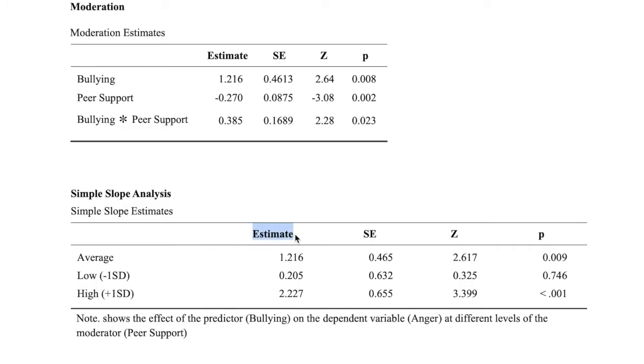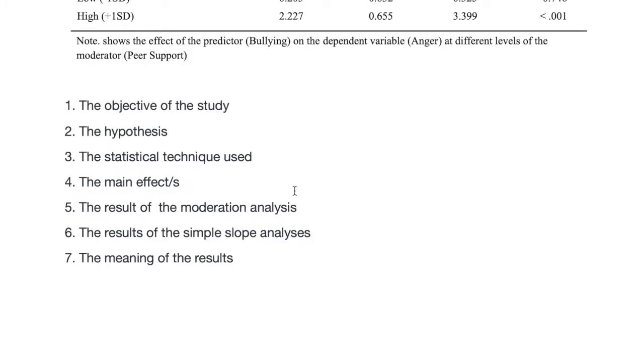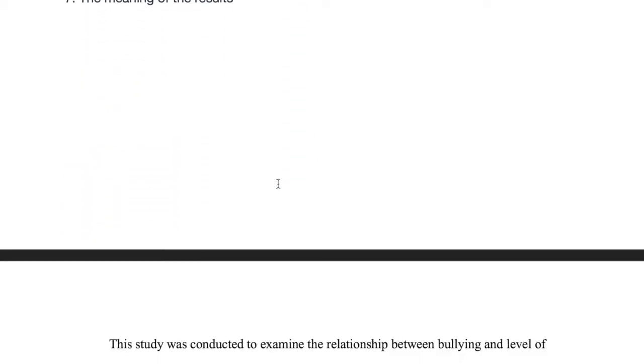It would also have been better if this was labeled as B. This is our regression coefficient, same as this one. So this is our unstandardized regression coefficient. In the report, I asked my students to include the objective of the study, the hypothesis. There are more than one. The statistical technique used, the result of the main effects, the result of the moderation analysis, and the result of the simple slopes analysis. Finally, I asked them to include the meaning of the results.